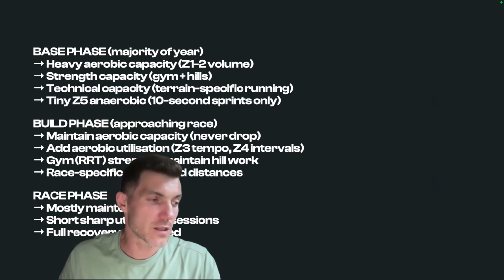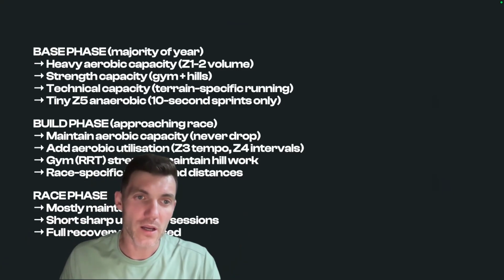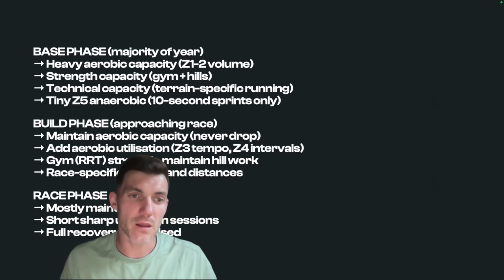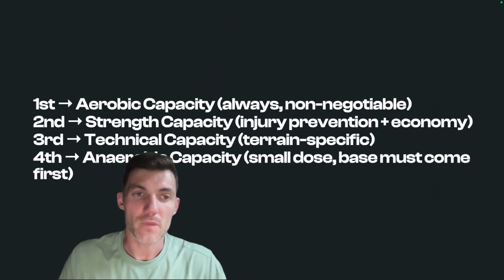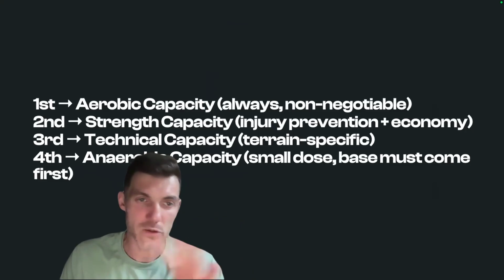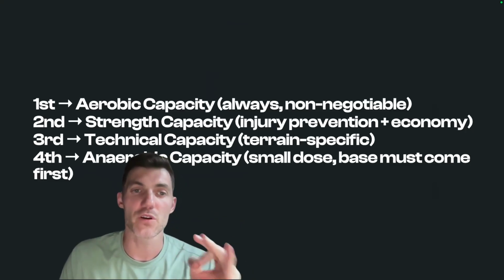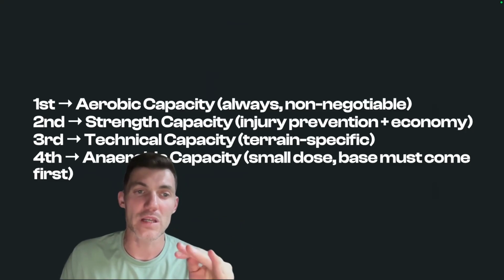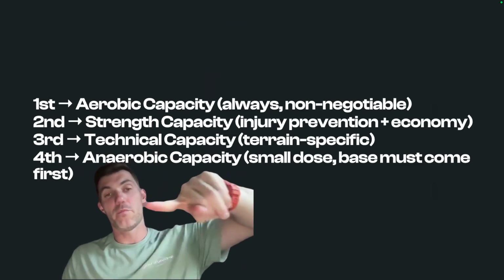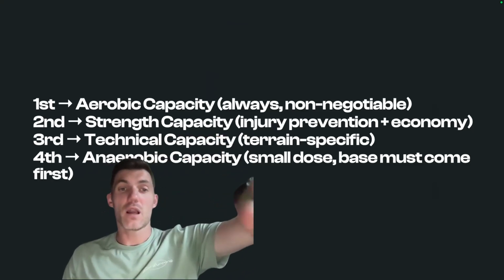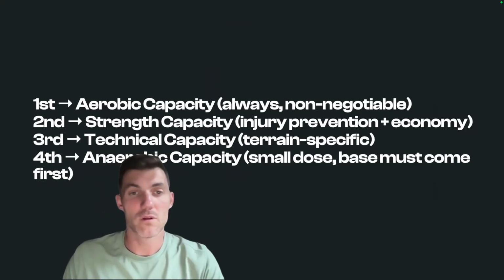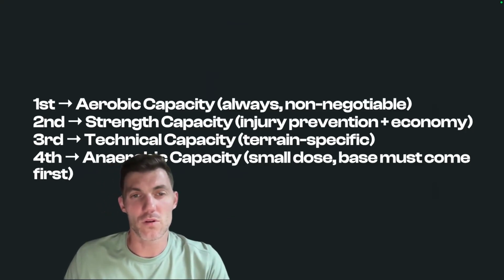Then you have gym RRT strength, maintain hill work, race specific terrain. And then obviously race phase, mostly maintenance, short utilizations. These are the non-negotiables. First, aerobic capacity, always, always, always. Then strength capacity, injury prevention and economy. Third, technical capacity, terrain specific. And then anaerobic capacity, small dose for trail runners. For people that are doing road running, anaerobic capacity should go third.